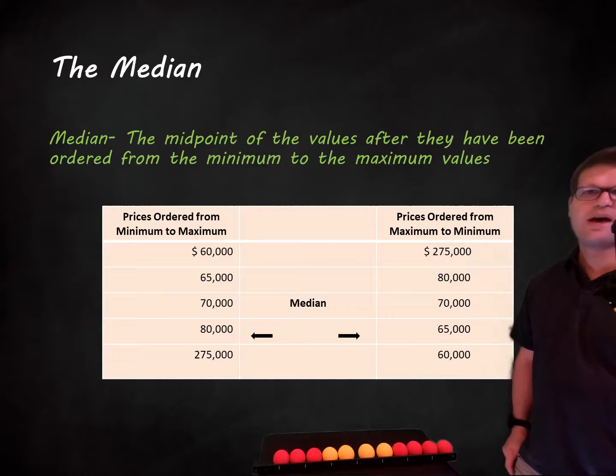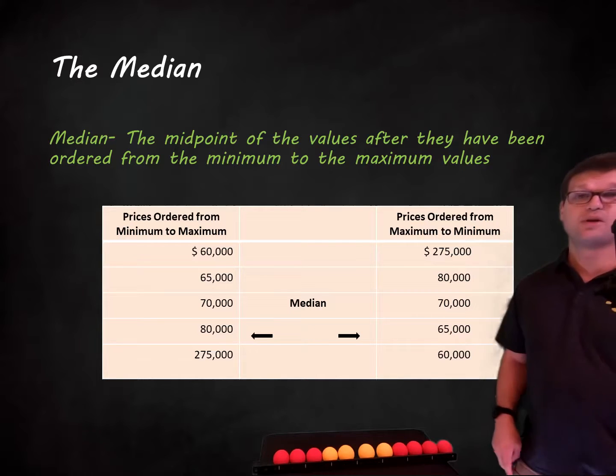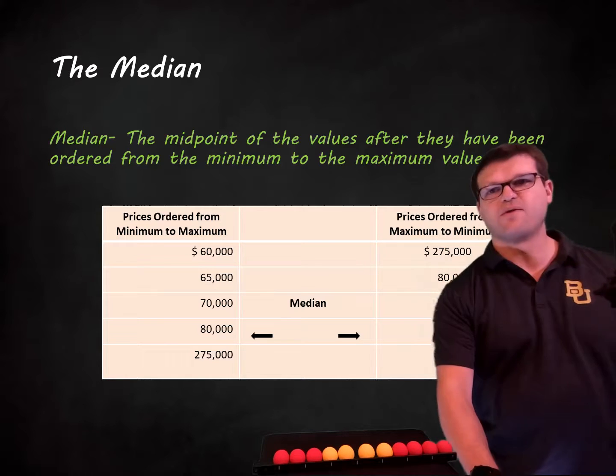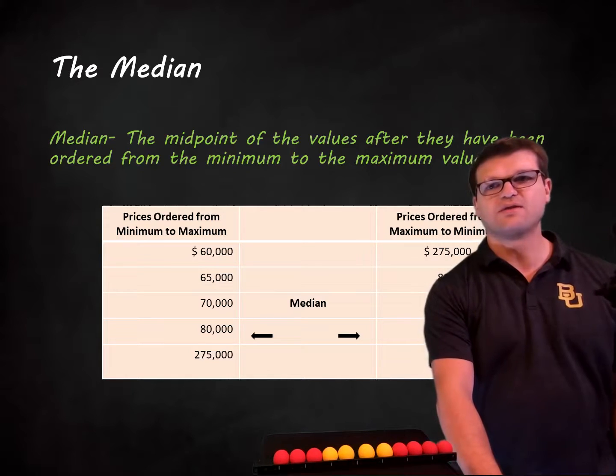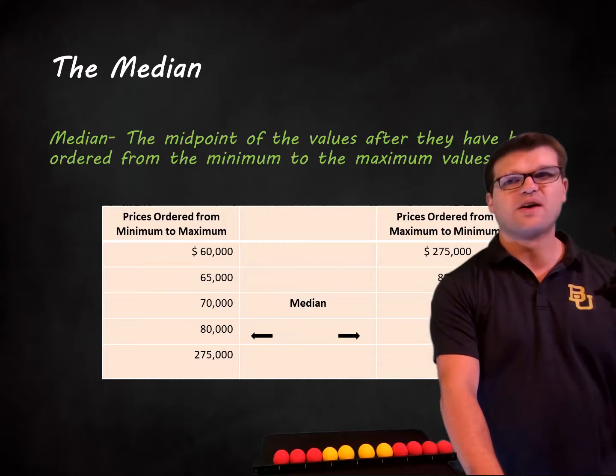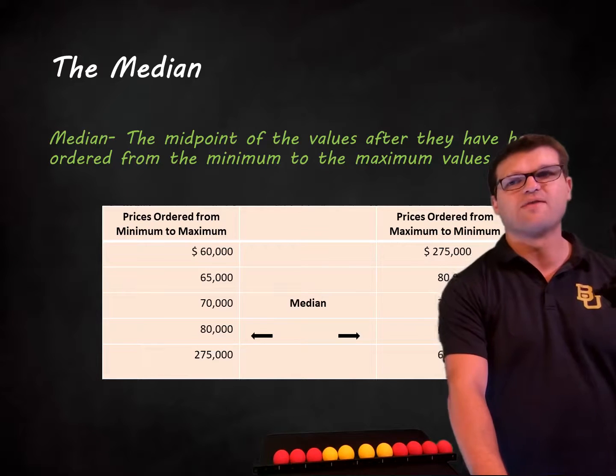Or if you have an even number, then you take the average of the two middle numbers. So if we had one more number down here, a 300,000, then it would be the average between 70 and 80, so it'd be $75,000.